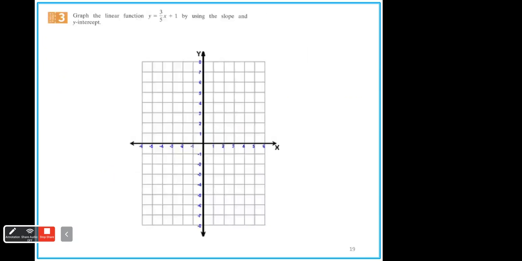So I trust you understand that process. So let's look at another one here. I want to try this checkpoint. It tells you to graph the linear function y equals 3/5 x plus 1 using the slope and y-intercept. So I'll give you a couple minutes to look at that, and then I'm going to call on you to tell me what you did.